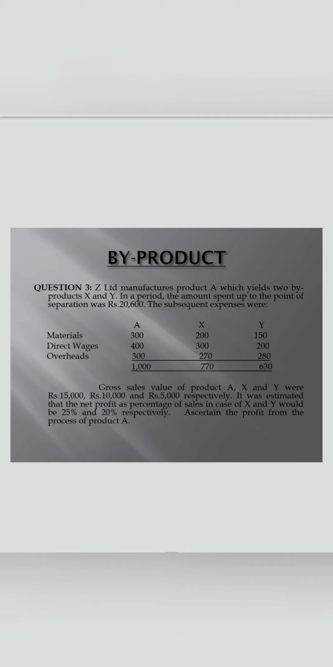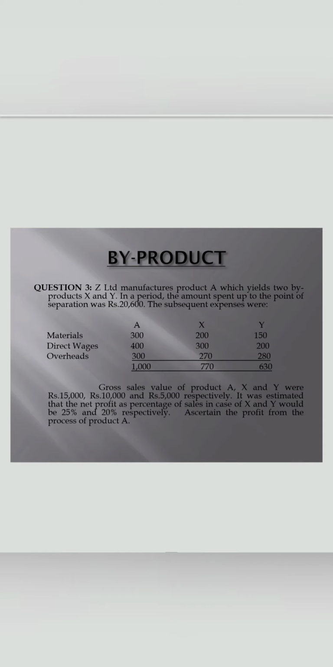And now let's move on to the byproduct question. I'll read out the question. Zeal Limited manufactures product A, which yields two byproducts X and Y. In a period, the amount spent up to the point of separation was rupees 20,600. The subsequent expenses were: material 300 for A, X 200 and Y 150. Direct wages: A 400, X 300, Y 200. Overhead: A 300, X 270 and Y 280.